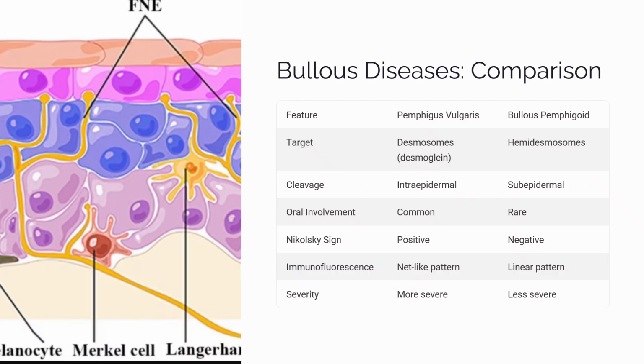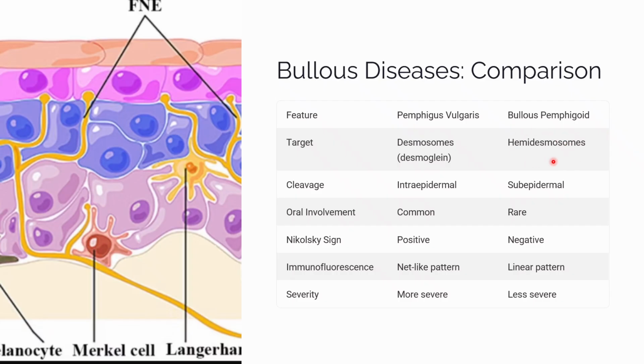So we have another disease, that is bullous pemphigoid. What is the difference between pemphigus vulgaris and bullous pemphigoid? In bullous pemphigoid, it is also an autoimmune reaction where the autoantibody will target the hemidesmosomes.